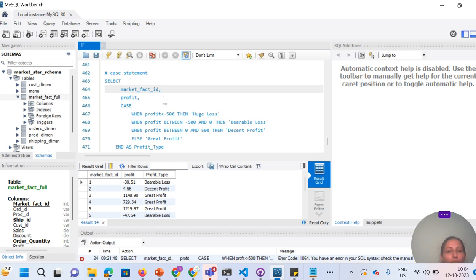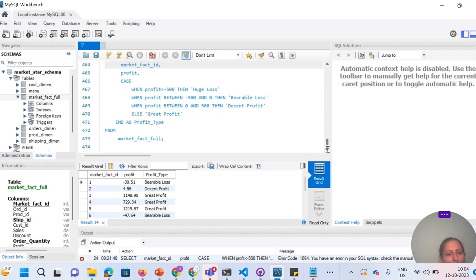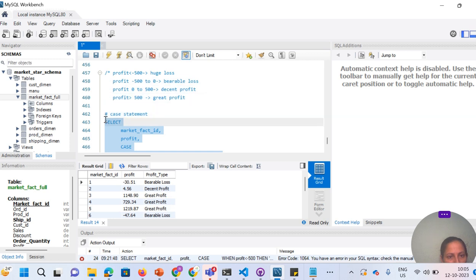See the beauty of MySQL. It looks like we are writing sentences. This does not even look like a programming language. From which table? From market fact. Okay, so we have put in some conditions and we are fetching data about profit and market fact ID. So let me run this, then we will see the result.